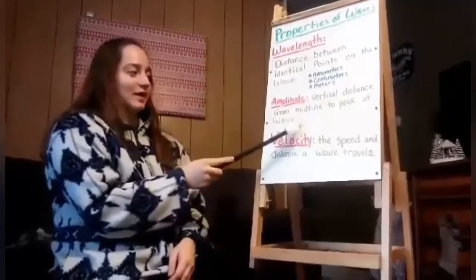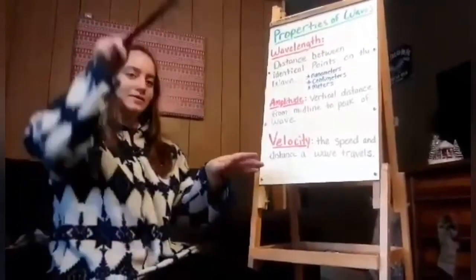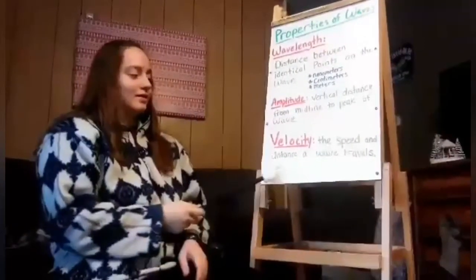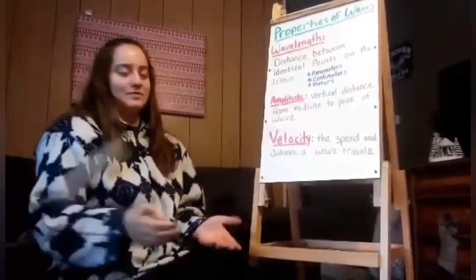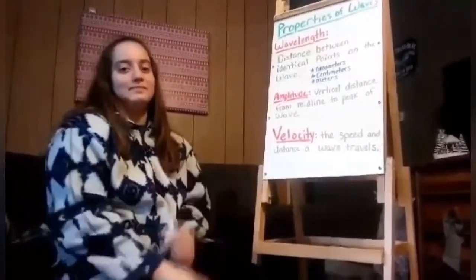And then we've got amplitude, which is the vertical distance from the midline of the wave up to the peak of the wave. And then velocity, as you may be familiar with, is the speed and distance that a wave can travel through space.